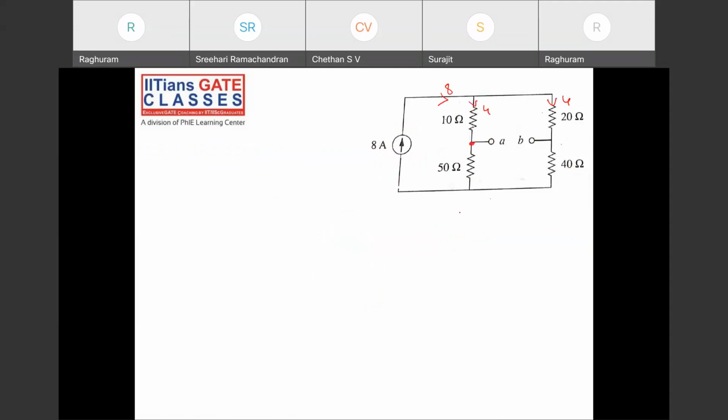So what is this VA? VA is 4 into 50. VB is 4 into 40. So VA minus VB is nothing but V Thevenin, which is equal to 4 into 50 minus 40 volts, right?